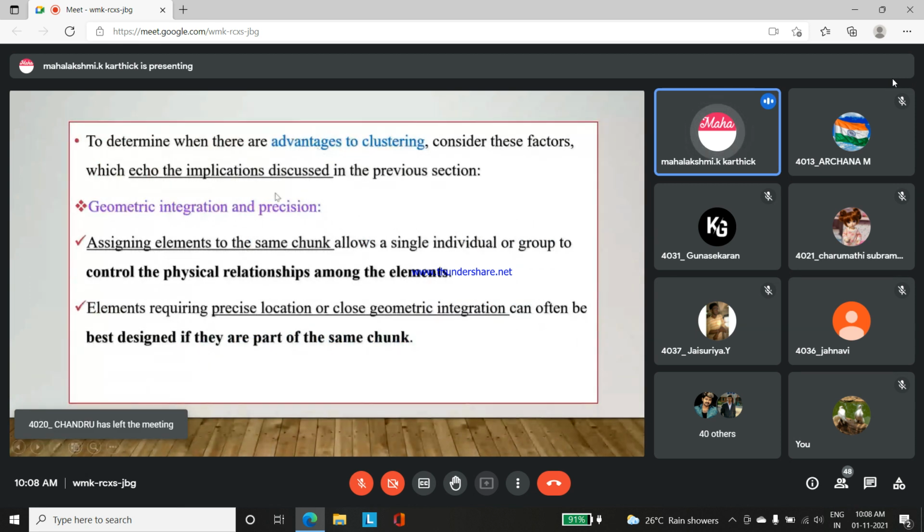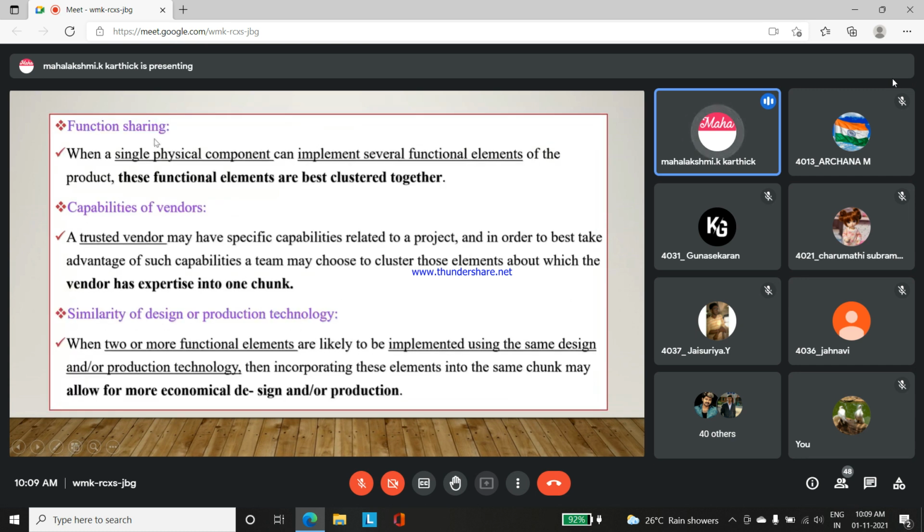While forming this type of clustering of the elements, what will be the main advantage for any product? Geometric interactions and precision are given importance. Assigning elements to the same chunk allows a single individual or a group to control the physical relationship among the elements. Now the best design will be part of the same chunk when you integrate the parts. Then functional sharing: a single physical component can implement several functional elements. Then we say it's the functional sharing concept.